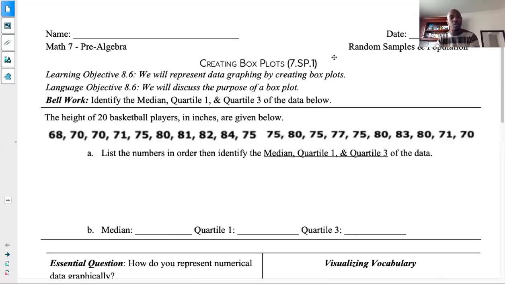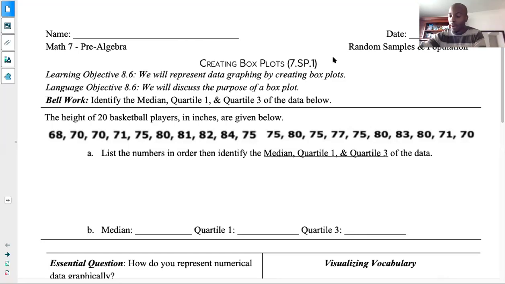All right, so I hope you were able to pause the video and identify the median, quartile 1, and quartile 3. Now, what I've done in the last couple of videos is walk you through how to do the bell work by first listing the numbers in order from smallest to largest. That's the first thing you need to do. If you didn't list it from smallest to largest, you're not going to be able to identify the median, quartile 1, or quartile 3. Another word for median, and I want you to remember this, is the middle. What is the middle number? So after you list them all in order, what number ends up in the middle?